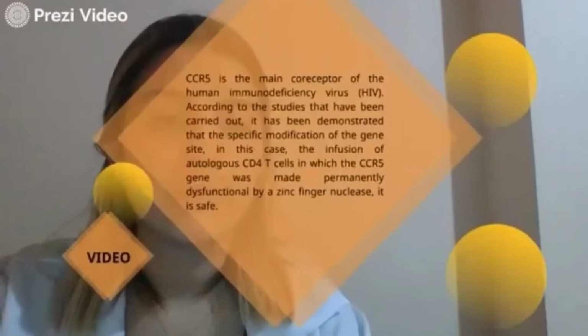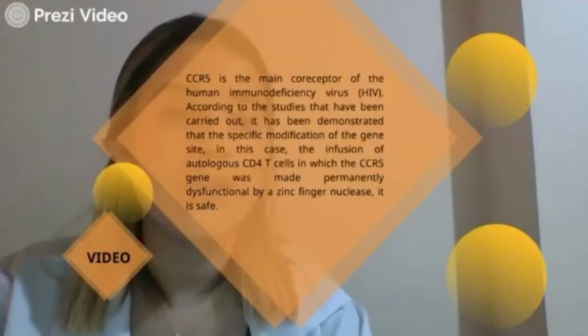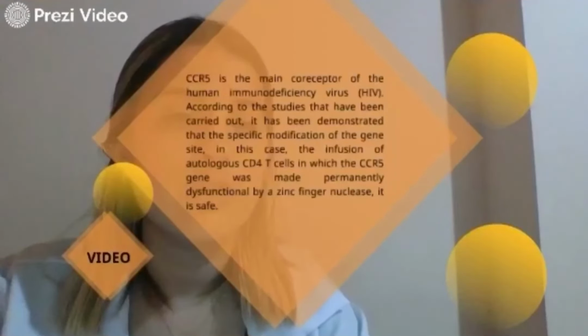Definition: CCR5 is the main co-receptor of the human immunodeficiency virus, according to the studies that have been carried out. It has been demonstrated that the specific modification of the gene site, in this case, the infusion of autologous CD4 T cells in which the CCR5 gene was made permanently dysfunctional by a zinc finger nuclease.